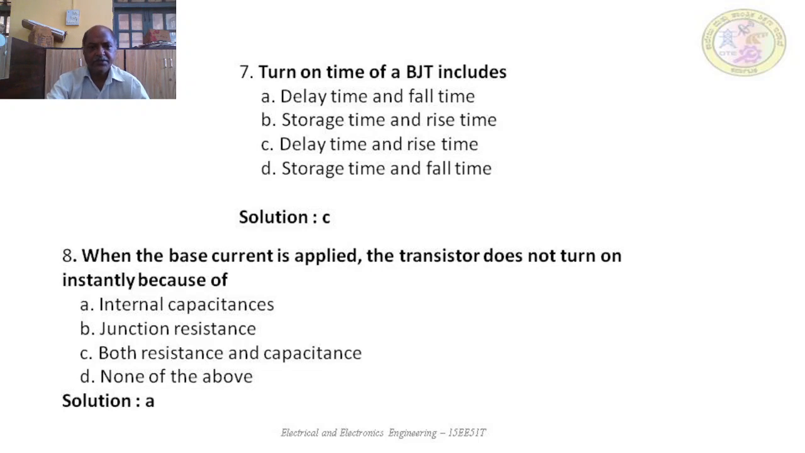The next question: when the base current is applied, the transistor does not turn on instantly because of: A, internal capacitance; B, junction resistance; C, both resistance and capacitance; D, none of these. The correct answer is A, that is because of the internal capacitance, it will not start instantly.